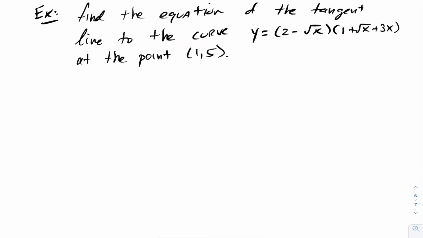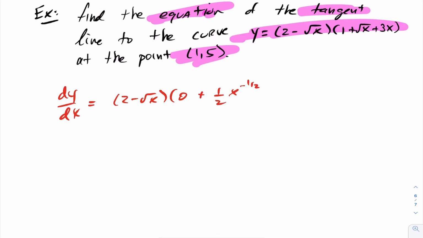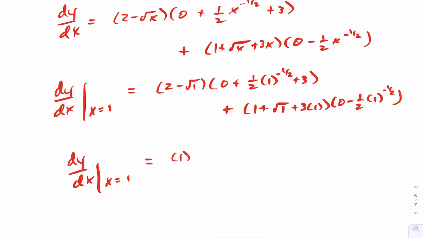So for this question here, they want you to find the equation this time of the tangent line to this curve at (1, 5). Well, same idea here. We need to find the slope at the point (1, 5), in which case here we get dy/dx is going to be the first times the derivative of the second, which will be 0 plus 1/2 x to the minus 1/2 plus 3, plus the second function times the derivative of the first, which will be 0 minus 1/2 x to the minus 1/2. So now we evaluate this derivative when x is 1.